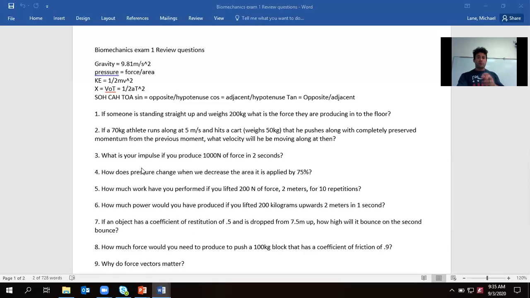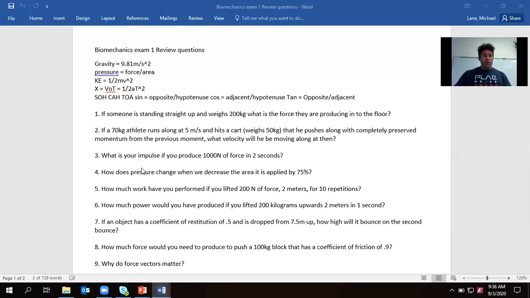Force equals mass times acceleration. So we have the mass, we multiply by the acceleration of gravity. So now we have the force. So then we take that, which will be 981, and multiply that by 0.9, and that's going to give us the total amount of force that we're producing.